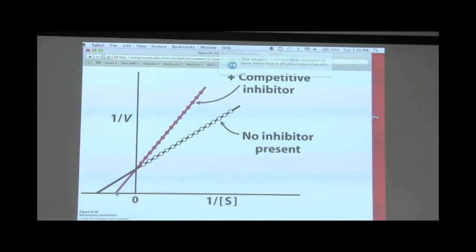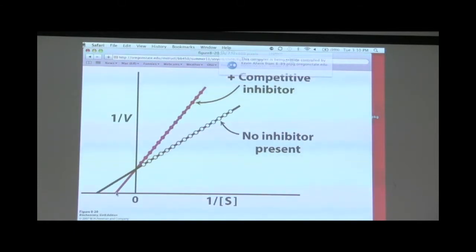So, again, it's a very visual display. You could look at this and say, oh, wow, I've got a competitive inhibitor. And this is actually very useful information. If you've got something that's inhibiting your enzyme and you don't know the mechanism by which it's working, you could perform these experiments, plot your data, and tell very quickly, do I have a competitive inhibitor or do I have a non-competitive inhibitor? Well, let's think about what happens with a non-competitive inhibitor.